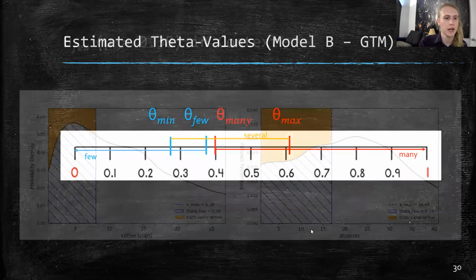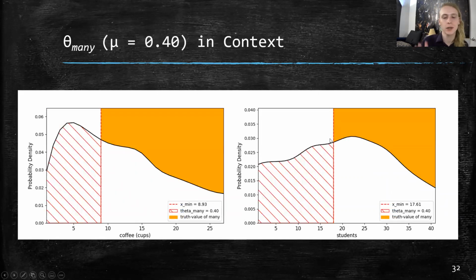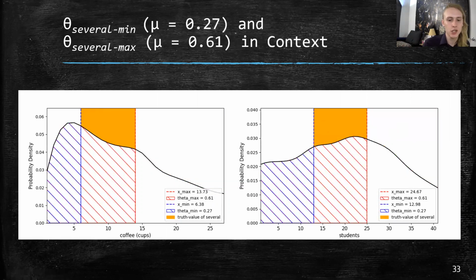So what does this mean in context? We're looking now at cups of coffee in a week and students in a primary school class. So for our theta few of 0.38, we have 8 cups of coffee or fewer in a week would be considered few cups of coffee. And for students, 16 students or fewer would be considered few students. For many, it's very similar, but again, in the opposite direction. So about 9 cups of coffee or more would be considered many, and 18 students or more would be considered many.